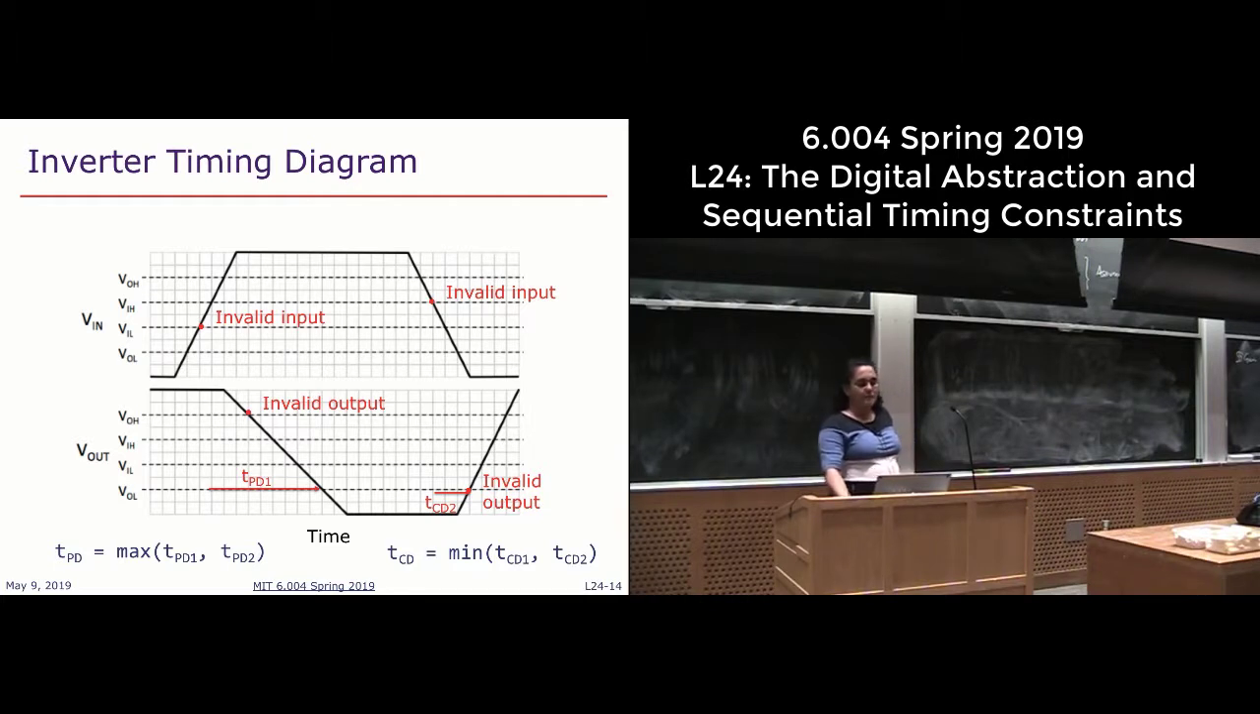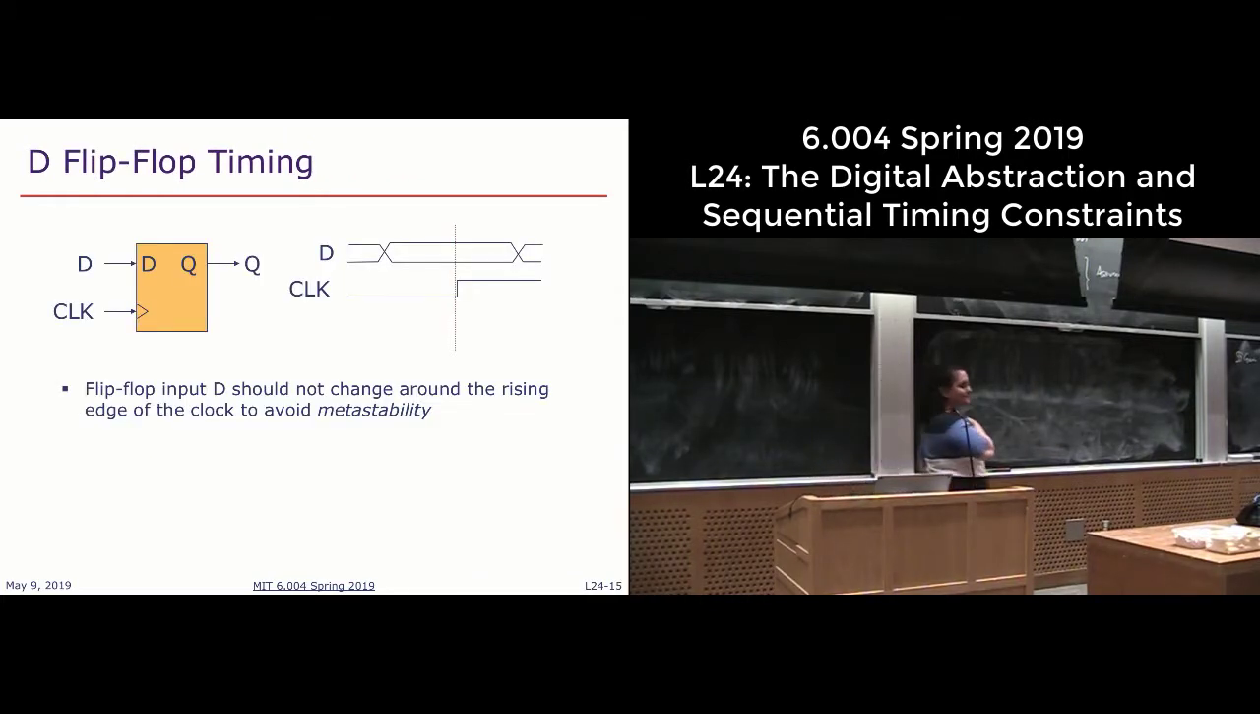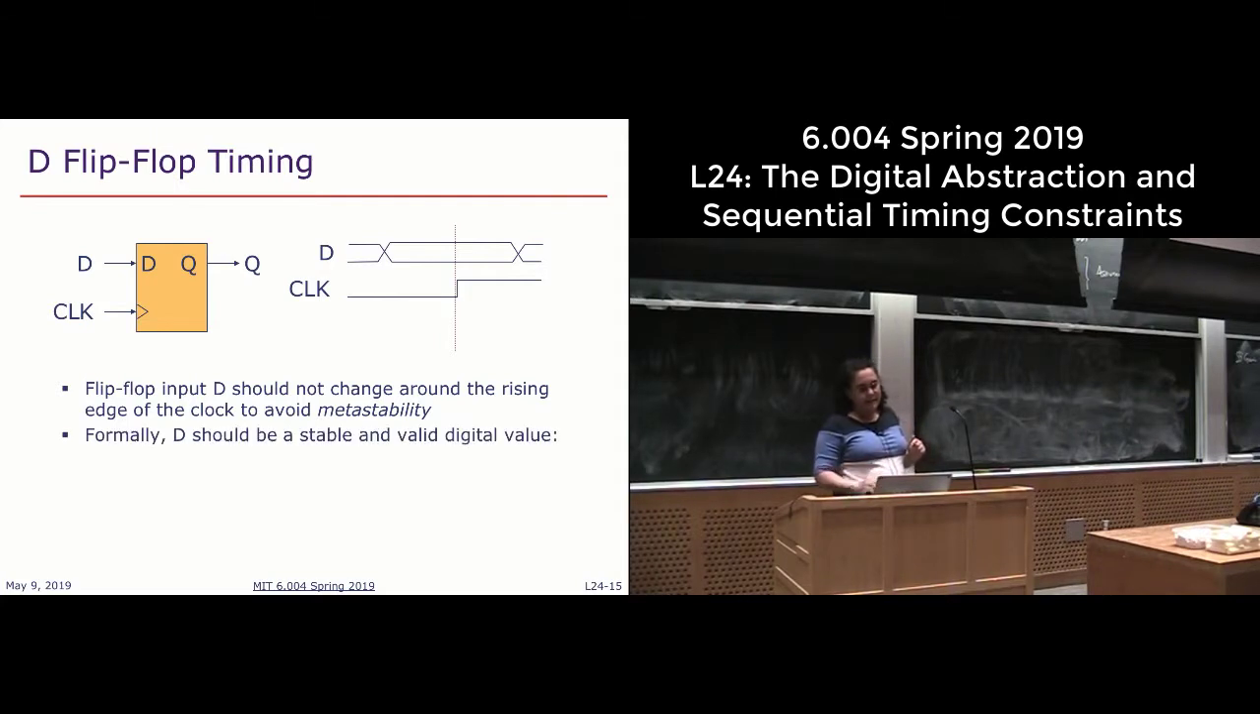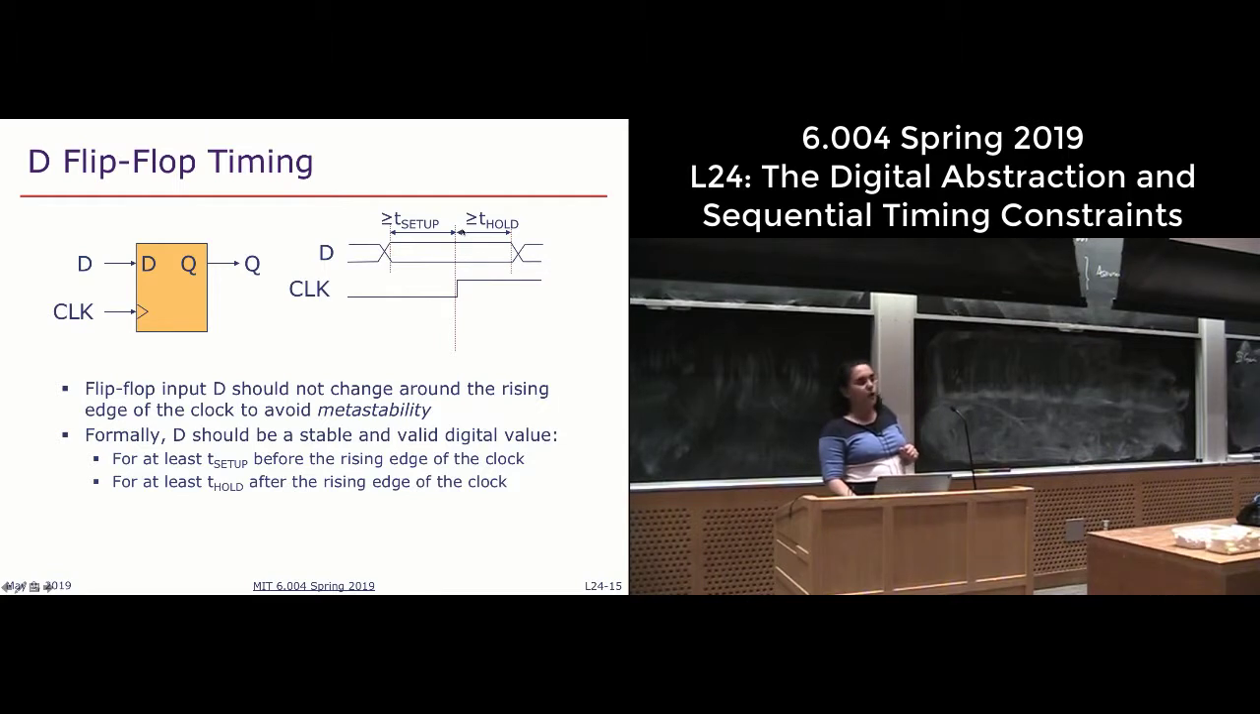All right, so now let's think about why we care. If you recall, when we started learning about sequential circuits, we said what I mentioned at the beginning of lecture today, which is that our data has to be stable and valid for a certain amount of time around the rising edge of the clock, okay? Specifically, it has to be stable for at least T setup before the rising edge of the clock, and at least T hold after the rising edge of the clock, okay?